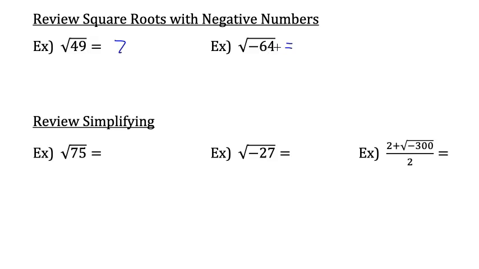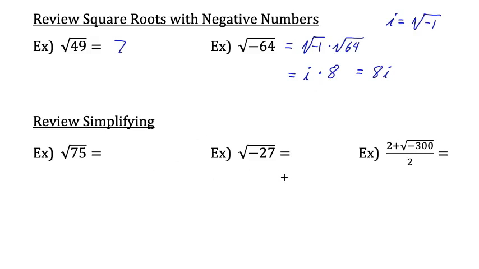So let's break down the square root of negative 64 into the square root of negative 1 times the square root of 64. The square root of negative 1 equals the imaginary number i. And then the square root of 64 equals 8. So the square root of negative 64 equals 8i. Now i is not a variable, it's actually a number. So just keep in mind that i equals the square root of negative 1.